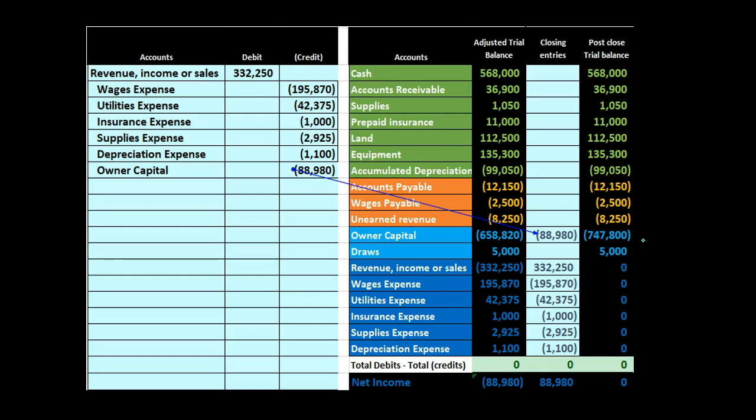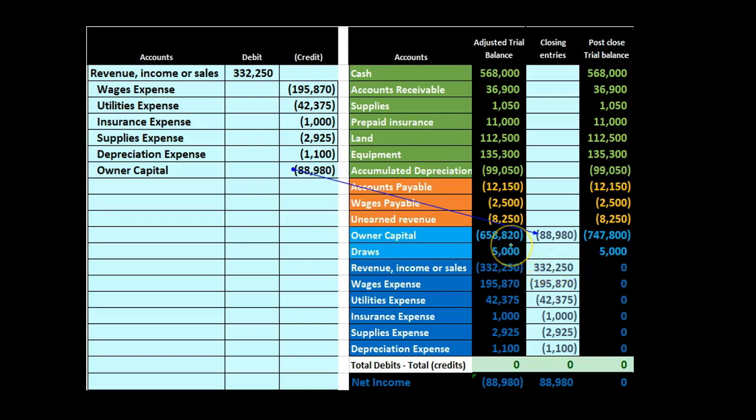Now this should kind of make sense. You should see the parallel here between calculating the statement of owner's equity, which starts with the beginning equity account, then increases by net income, and then decreases by draws, which we'll do next time, to get to the ending capital account. Here, instead of doing it with pluses and minuses, we're doing it with debits and credits.